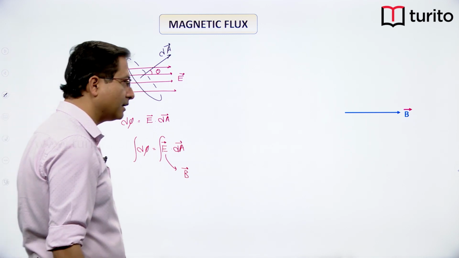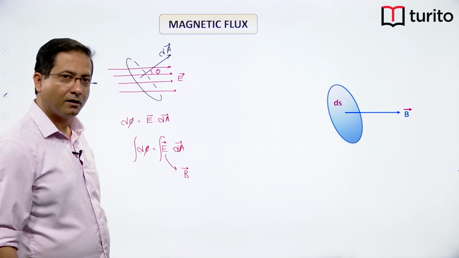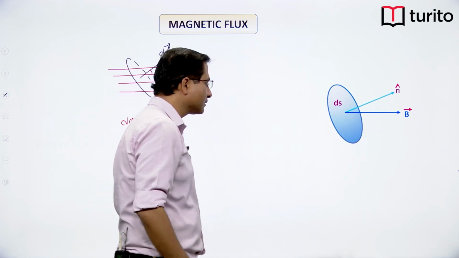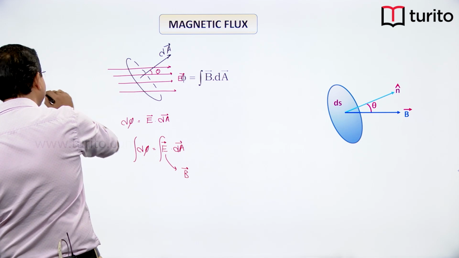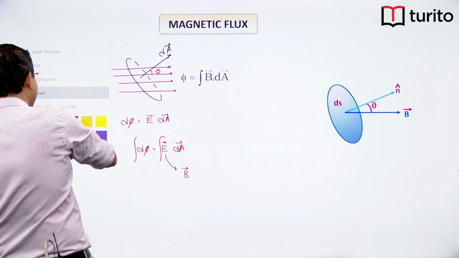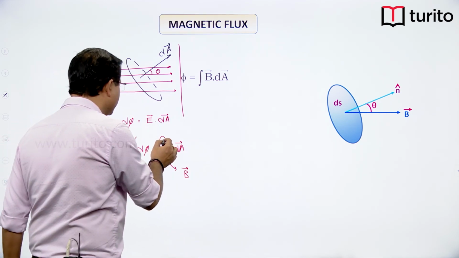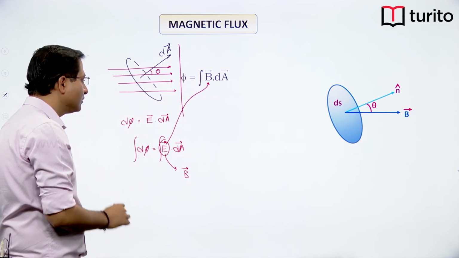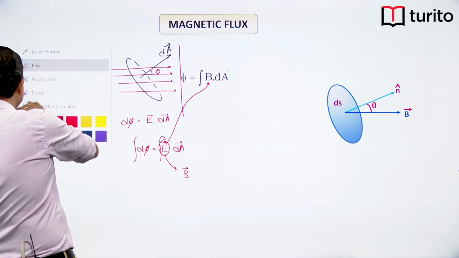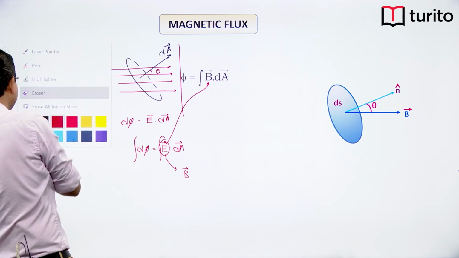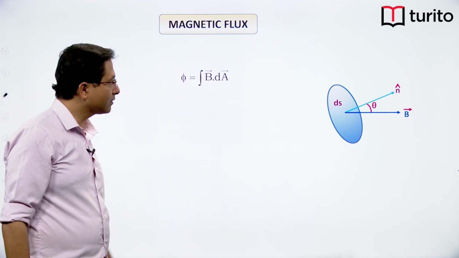So see, if I assume that there exists a magnetic field in a space along the x direction, and I take some area dS which will have an area vector perpendicular to its surface and the angle between them is theta, then the magnetic flux phi is given by this expression, phi is equal to B dot dA. You can see that this E is getting replaced by this B. So this is the formula for calculation of magnetic flux.